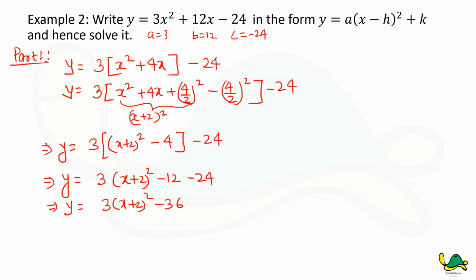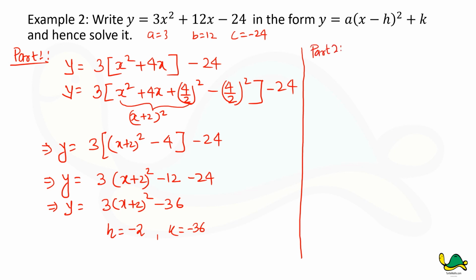We are able to write it in the form of y is equal to a(x minus h) whole square plus k. Here my h is negative 2 and my k is negative 36. Note, because I want to write it as x minus h whole square, so minus of minus 2 will give me positive 2, and k I will write as it is. So part 1 done. Let's do the most rewarding part, which is part 2, solving this.